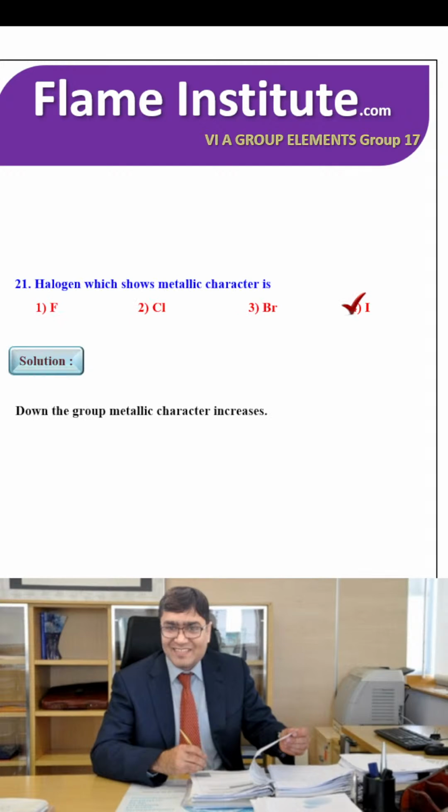The halogen which shows metallic character is fluorine, chlorine, bromine or iodine. Down the group metallic character increases, that's why iodine is the answer.